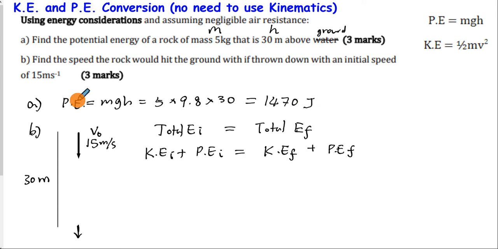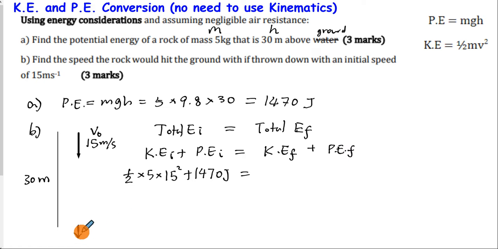Now, potential energy initially, when this rock is above water 30 meters, we've calculated that. That's 1470, so we could plug in that number here. The kinetic energy initially, because we're starting with a 15 meter per second speed, so we can simply use this formula for initial. So a half times the mass, which is 5, and times the initial speed, that's 15 squared. That together has to equal the final kinetic energy plus the final potential energy.